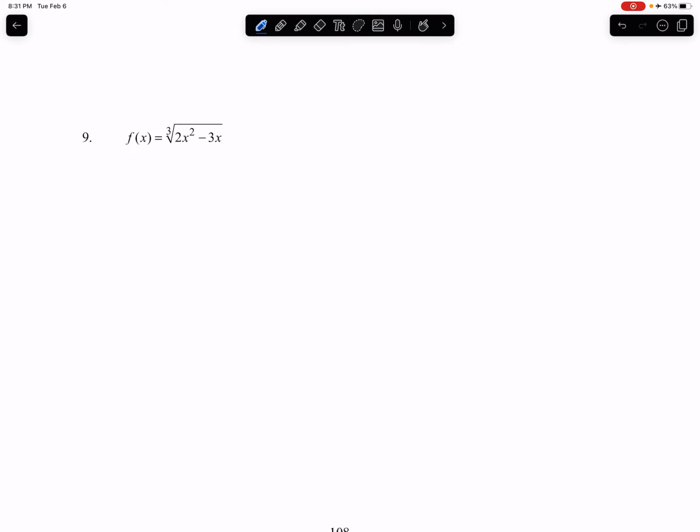F of x equals the cube root of 2x squared minus 3x. Let's start by rewriting this using exponents. The cube root can be rewritten as a power of 1/3. That way we can use our power rule. So our derivative will be the derivative of the outside, which is just the power rule, 1/3 times 2x squared minus 3x to the negative 2/3 times the derivative of the inside.